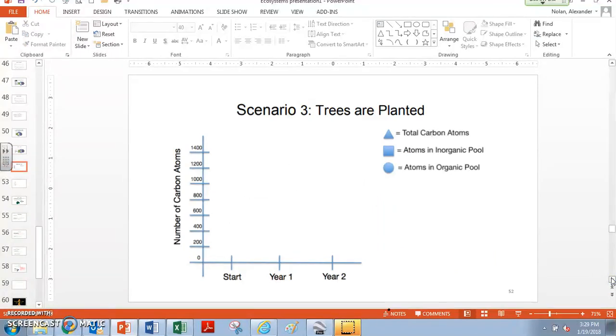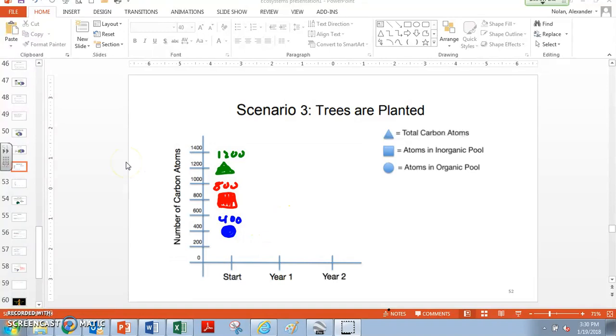So here's our graph that we're going to use. We're going to start off the same way that we did previously. And so I'll kind of get this set up for you to save you a minute. Okay, there we go. So we're going to start off with 400 pounds or units of our organic carbon and 800 inorganic, and so that makes our total 1,200. So if we jump back to the previous slide, what we'll see is that we're saying that our trees are planted, so we're actually going to have an increase in organic matter over the course of the study period.